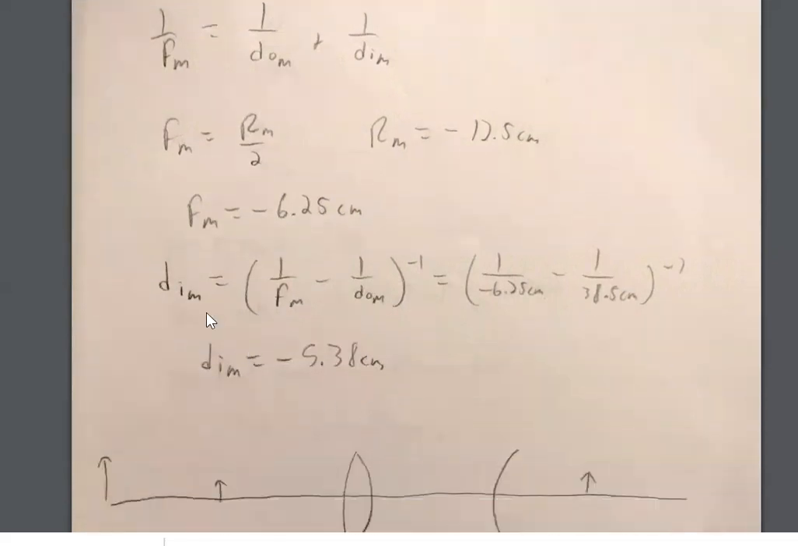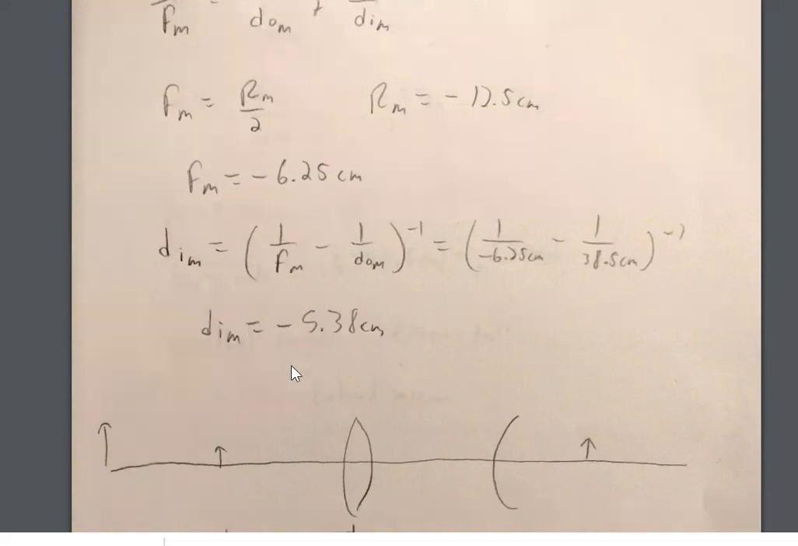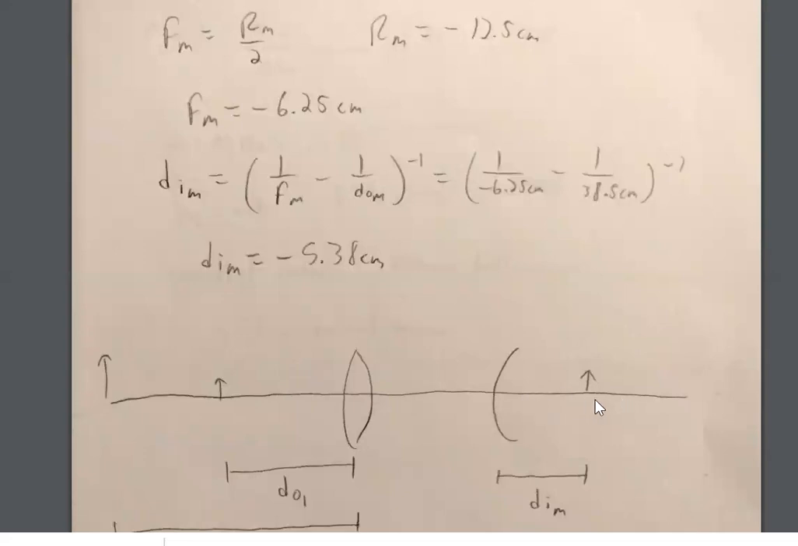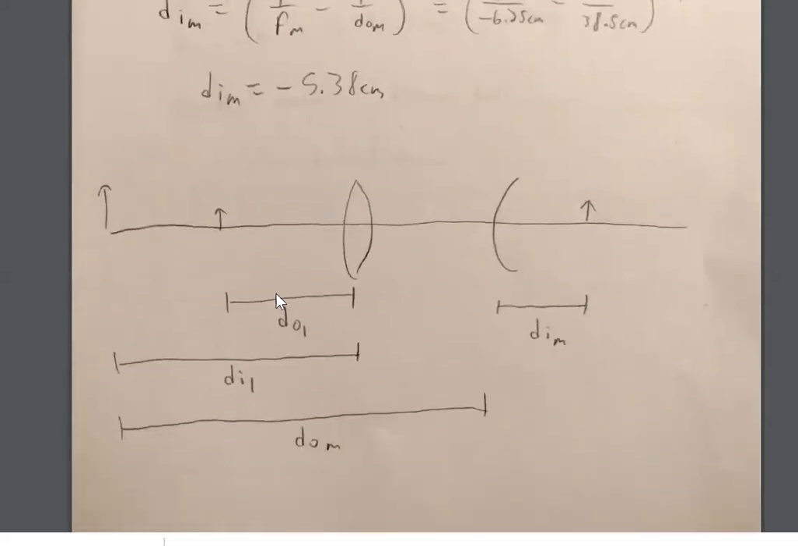So we can find our image distance the same way we did before. We'll find that it's negative 5.38 centimeters. So since it's negative, that means it's behind the mirror. Okay. So here's our entire setup here. We have our object that's in front of our lens that creates an image that's back behind the lens. This image acts as the object for our mirror, and then another image is produced back here behind the mirror.